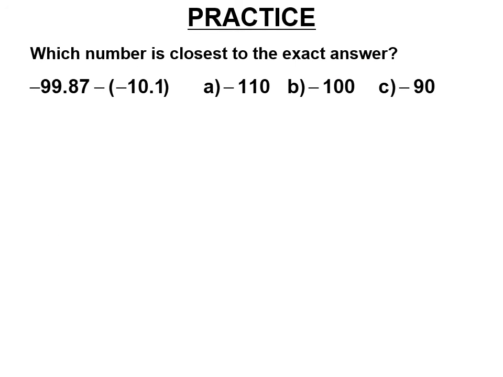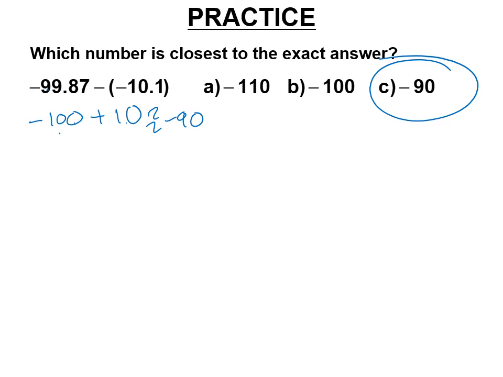Again, I'm trying to get you to use rounding here. So this -99 and 87/100 is around -100. We're going to add the opposite, and the opposite of that is around 10. So this is around -100 plus +10, so it's approximately -90. It's C. We're adding the opposite there.